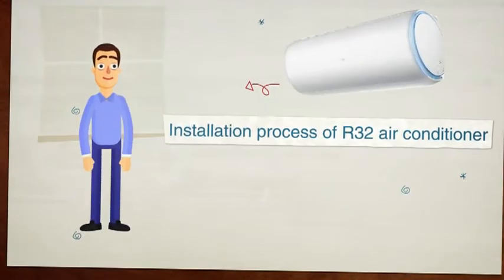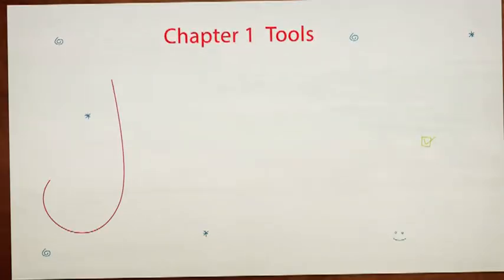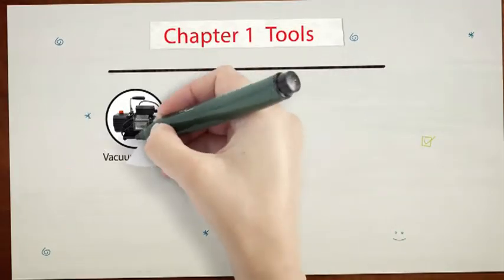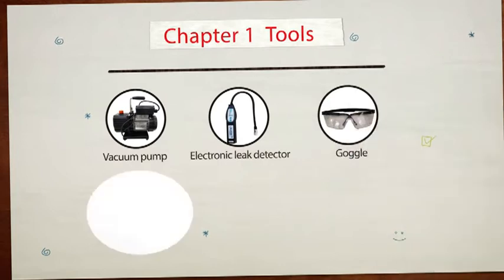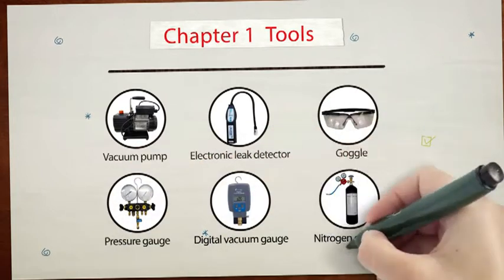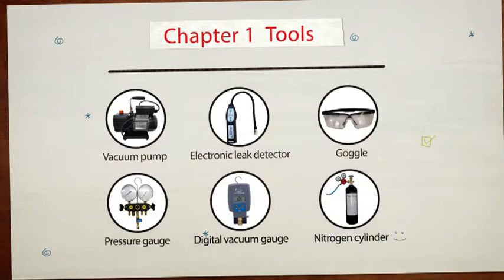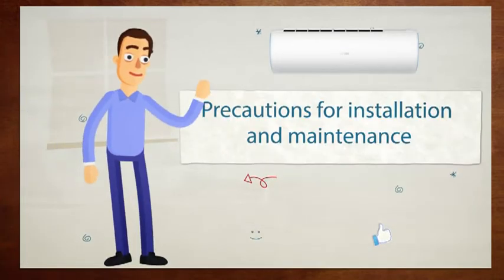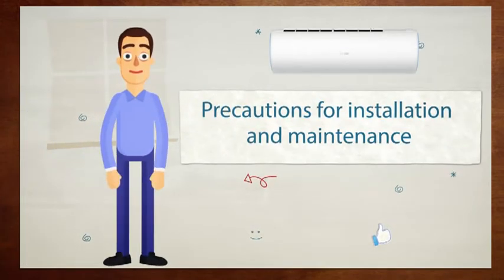Installation process of R32 air conditioner. Chapter 1. Tools. Chapter 2. Precautions for installation and maintenance.